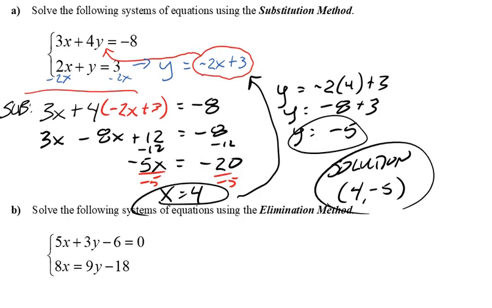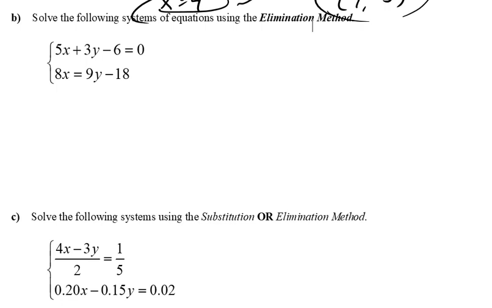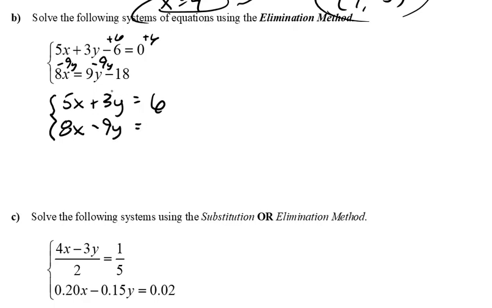All right, for the next problem, we want to solve using the elimination method. The elimination method is done by adding. The first thing I'm going to do is put my system in a form that we can use when we add. I'm going to put all my variable terms on one side, equaling the constant. So the top equation, we'll add 6 to both sides to get this equal to 6. The bottom equation, I'll have 8x, but then I need to move the y term over. So I'll subtract 9y from both sides, and that equals negative 18.